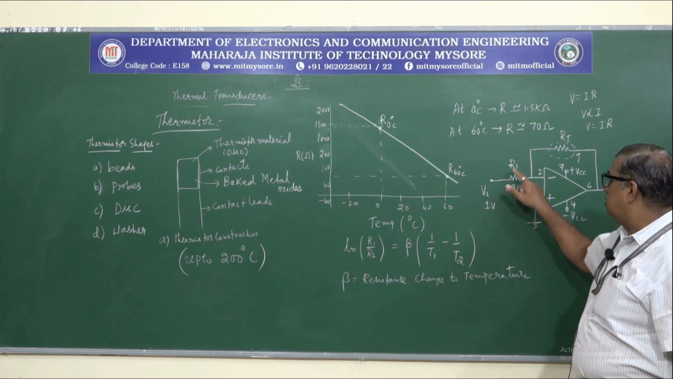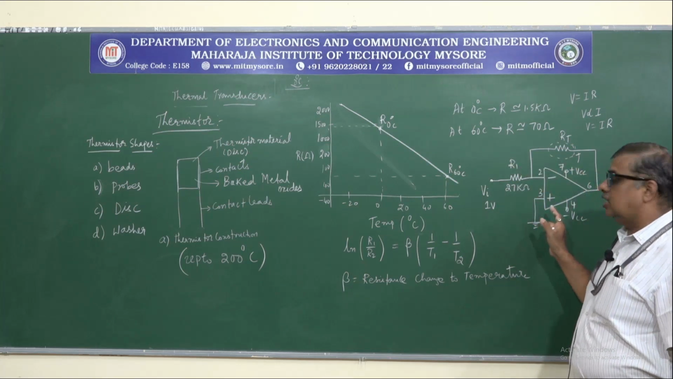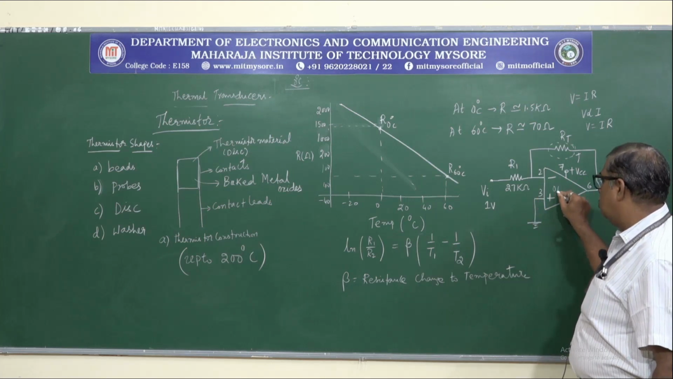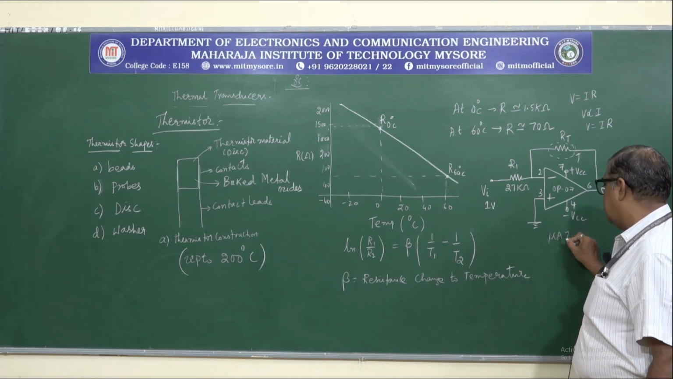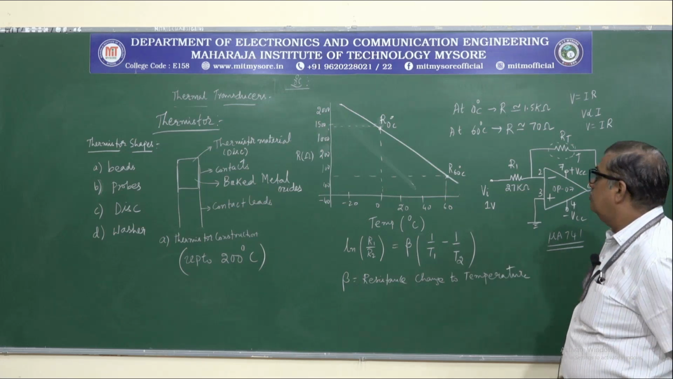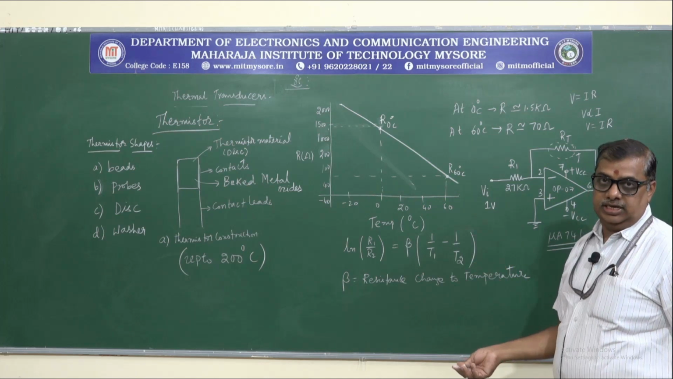Now you know that this is a small inverting amplifier constructed using an op amp. The standard op amp is OP07 or it can be mu A741. So, there are standard op amps available through which we can measure temperature in terms of change in resistance.